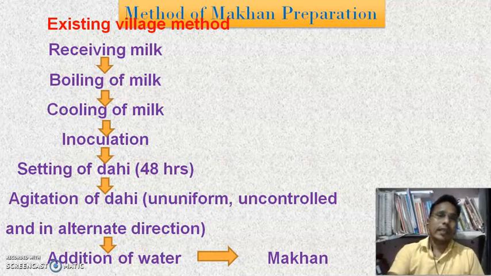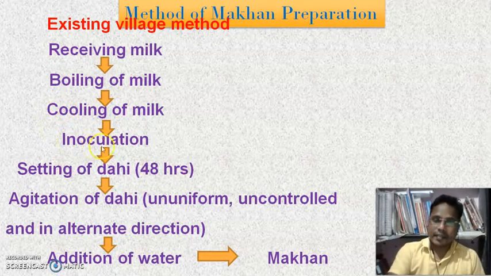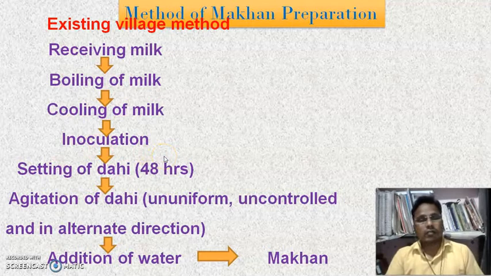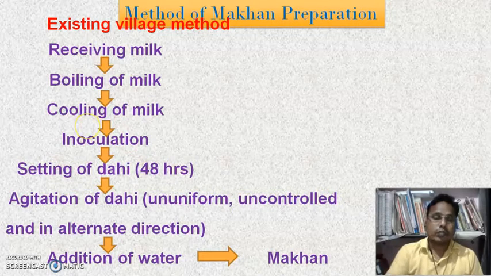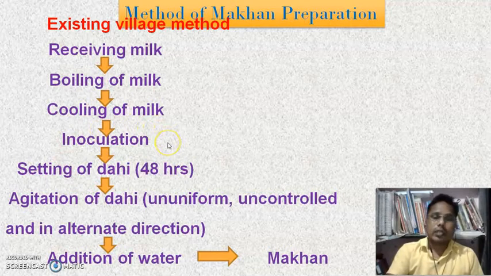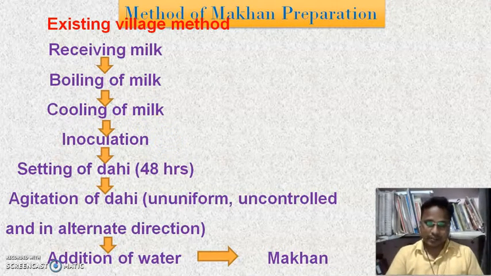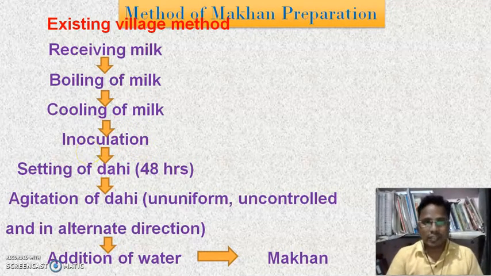But here in this existing village method, whatever the previous day's dahi is available, or whatever buttermilk is available, that is added here. But as this is the existing village method, nobody knows how much quantity is to be added. So there is no control over the inoculation process, means the addition of the starter culture. Again, nobody knows the quality of the starter culture. So this is the point regarding the inoculation.